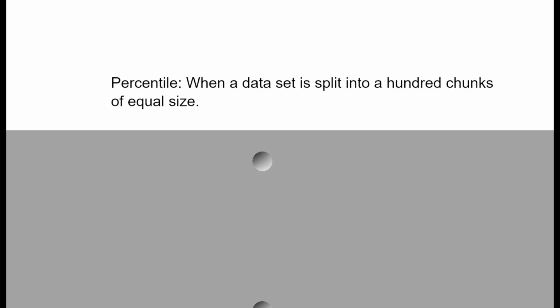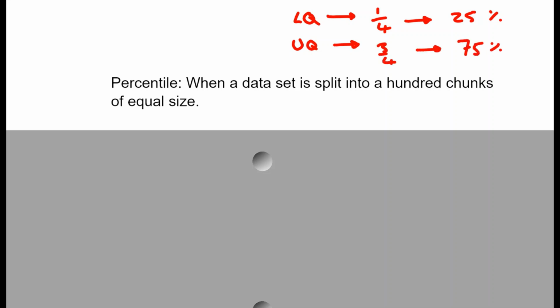In this video, we're going to be discussing percentiles and deciles. Now, percentile is similar to the word percentage. It's when a data set is split up into 100 equal chunks. We're actually familiar with this idea before because our lower quartile that we've spoken about previously, the value that is a quarter of the way through the data, is actually our 25th percentile. And again, the upper quartile, which is 3/4 of the way through the data, is our 75th percentile.